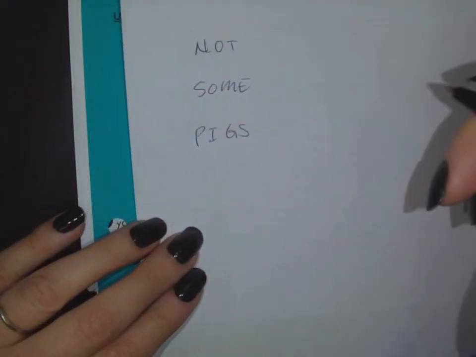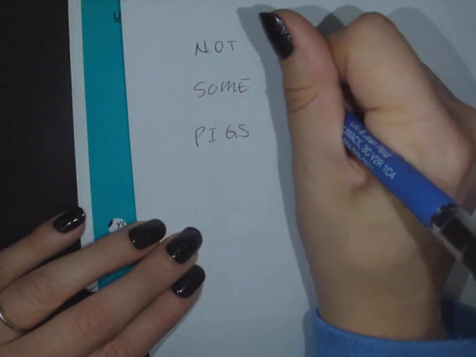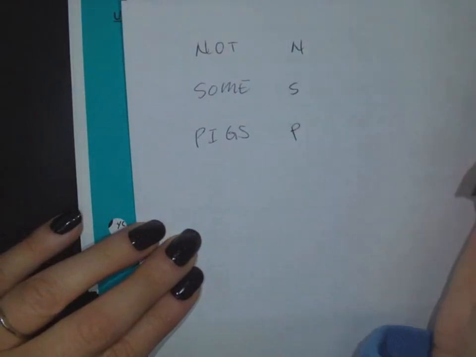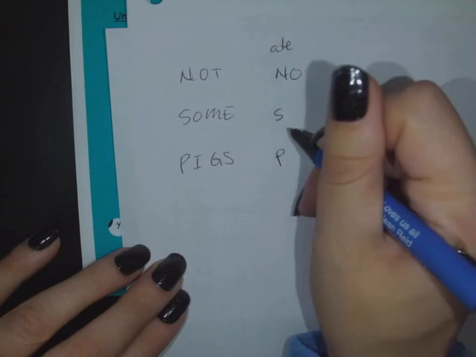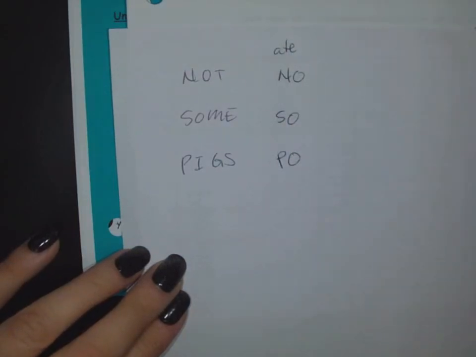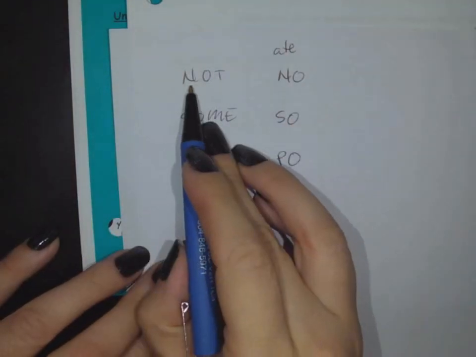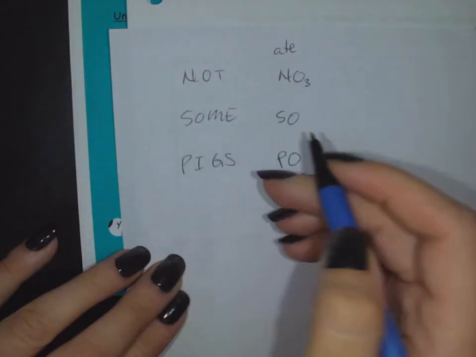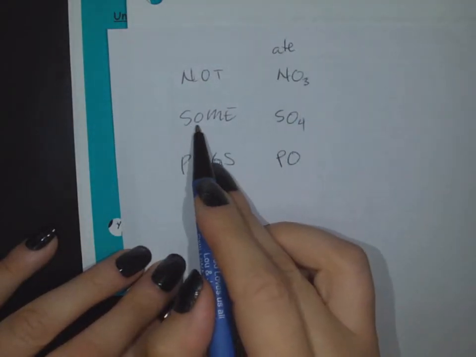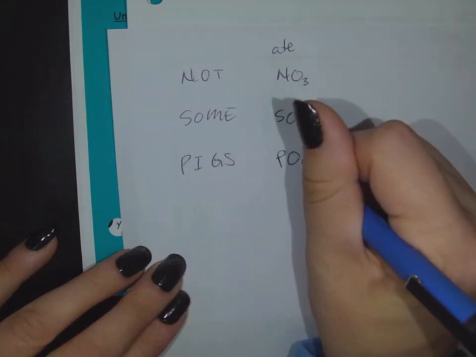So you need to know nitrate, sulfate, and phosphate. These are our -ates. They all have those elements plus oxygen, and the number of letters tells us the amount of oxygen. So we have NO3, SO4, 1, 2, 3, 4, PO4.